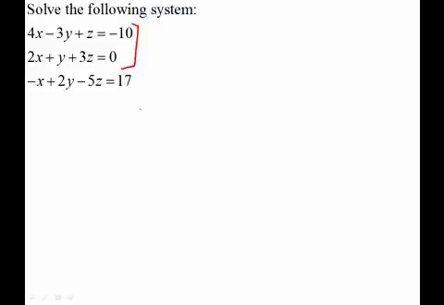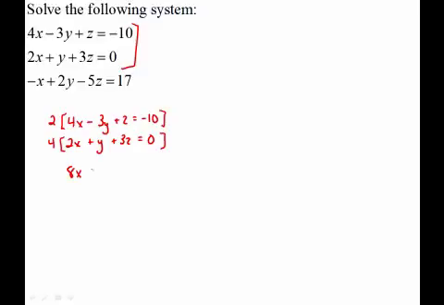So I'm going to take that first pair, and have to eliminate one variable. So I'm going to eliminate the x, and we're going to do that the same way we do it with 2 equations, flip-flop the x variable. So multiply the top by 4, the bottom by 2. 8x minus 6y plus 2z equals negative 20. And 8x plus 4y plus 12z equals 0.